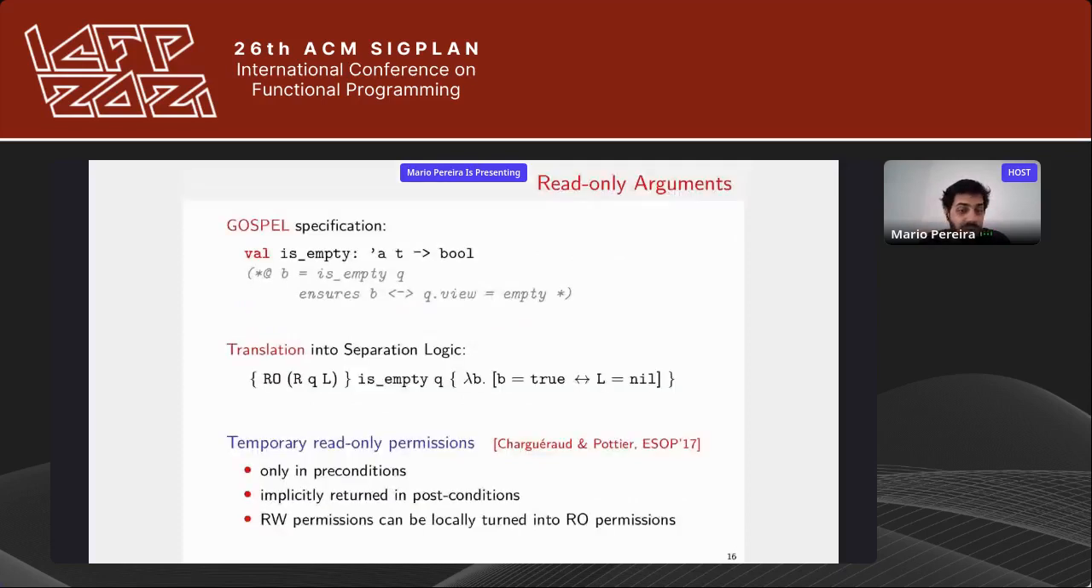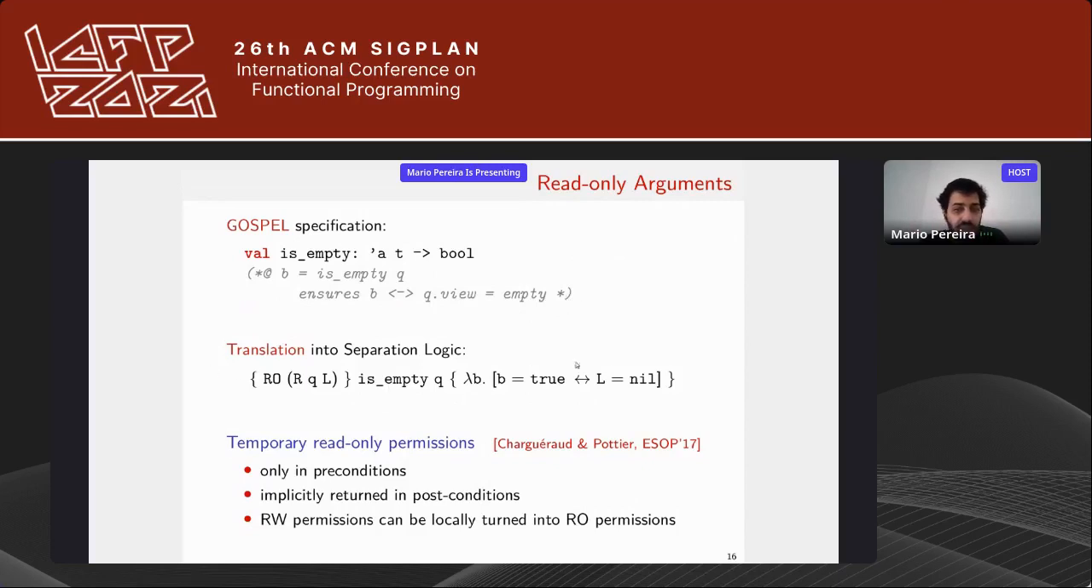Still on the idea of the queue data structure, let's imagine that I want to specify a test of emptiness. So I call this the isEmpty function, and this function returns a boolean, which I call b. My post condition is a very simple one. It says that this boolean b is true if and only if the model view is empty. The empty here is just a syntactic sugar for the empty logical list.